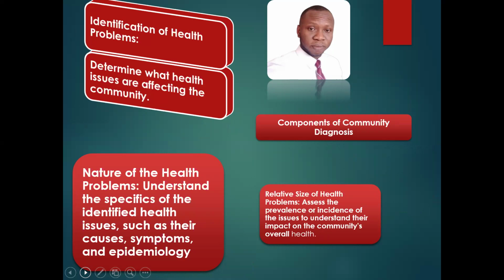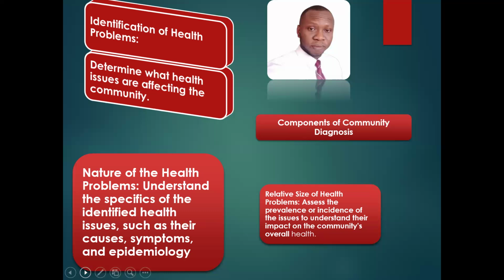We're trying to look at the components of community diagnosis now. First is identification of health problems. Then determine what health issues are affecting the community. You are going to identify this problem by determining the actual health problem affecting this community. It could be diarrhea, it could be malaria, it could be malnutrition. That is identification of specific health problem.